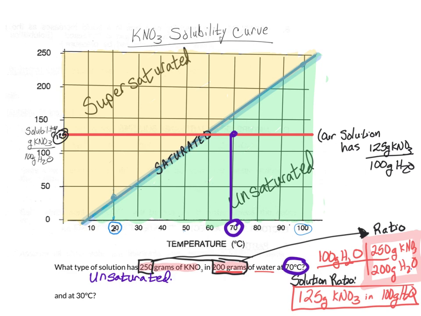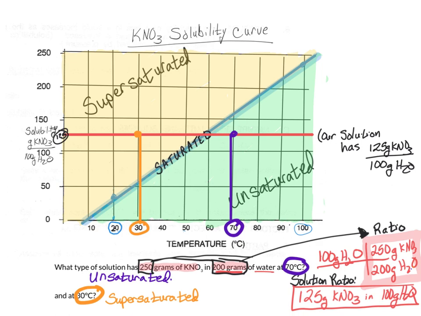Now you can try that for the 30 degrees Celsius one and see what you get. Again, the numbers will be the same, but I want you to get the idea of how to do the math. And again, we're going to have 125 grams of KNO3 in 100 grams of water. That is the same as 250 grams of KNO3 in 200 grams of water. We go to the 30 degree line, we go up to 125, and you will see, of course, that that is in the supersaturated region. So that is a supersaturated solution at 30 degrees Celsius.